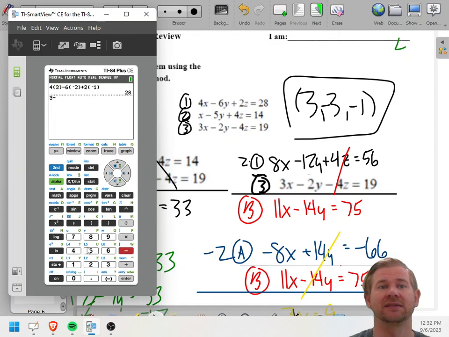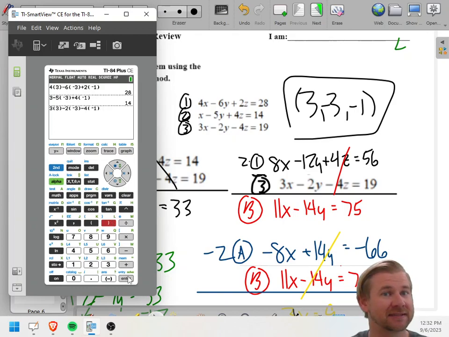So 3 minus 5 times negative 3 plus 4 times negative 1. Plug it into the second one. I need 14. Let's go. 2 for 2. Still not convinced. 3 times 3 minus 2 times negative 3 minus 4 times negative 1. Now look, you can get 2 out of 3. It happens. It's a bummer, but it happens. 19? Let's go. So we know we did it right.